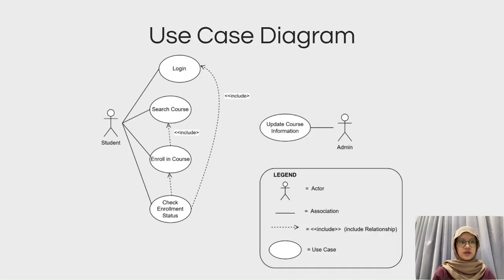Next, I will explain the use case diagram. The use case diagram illustrates how users interact with the system. There are two main actors. The first one is the student, and the second one is the administrator.